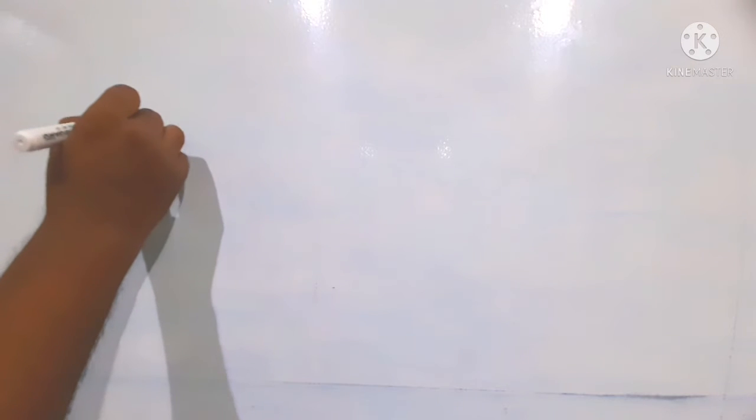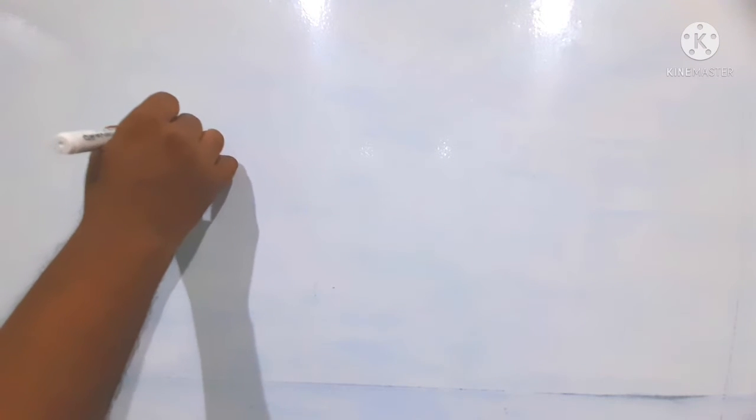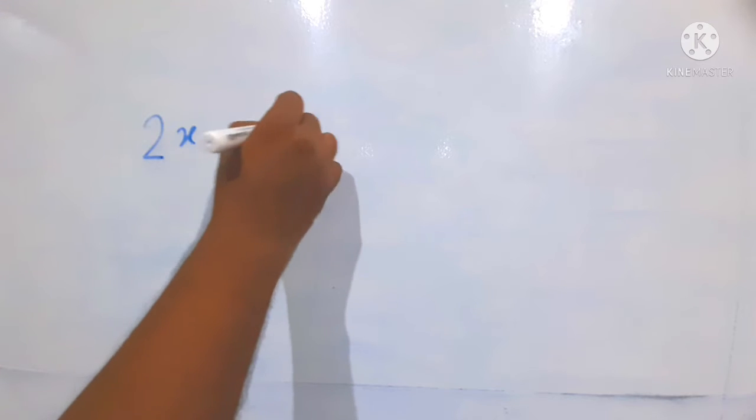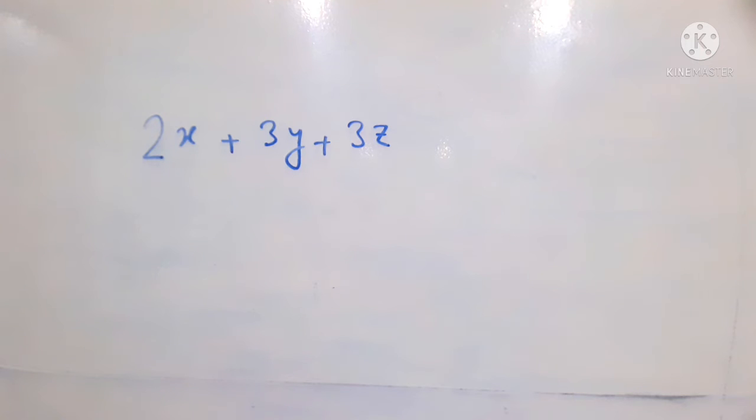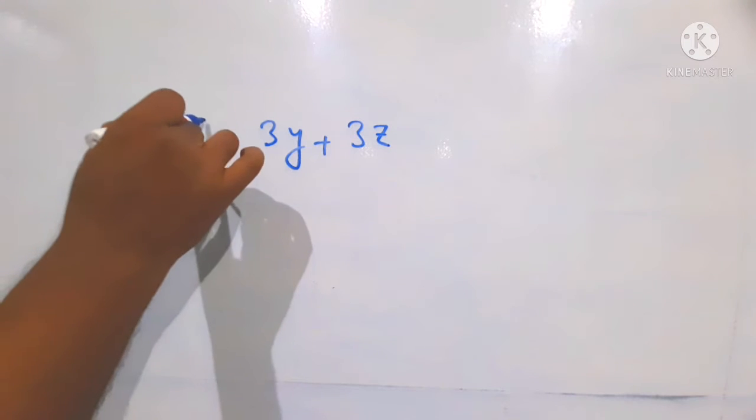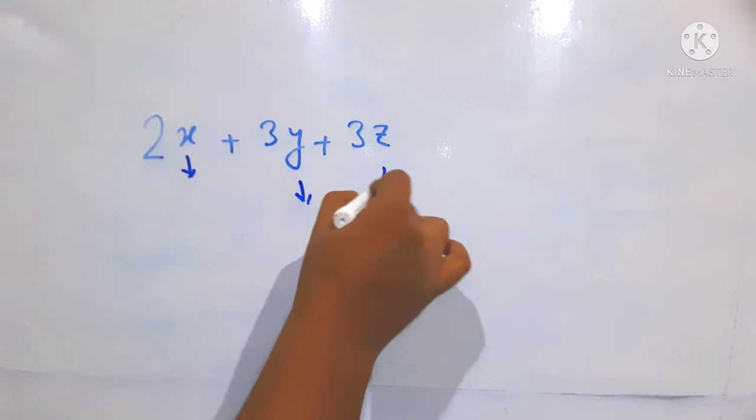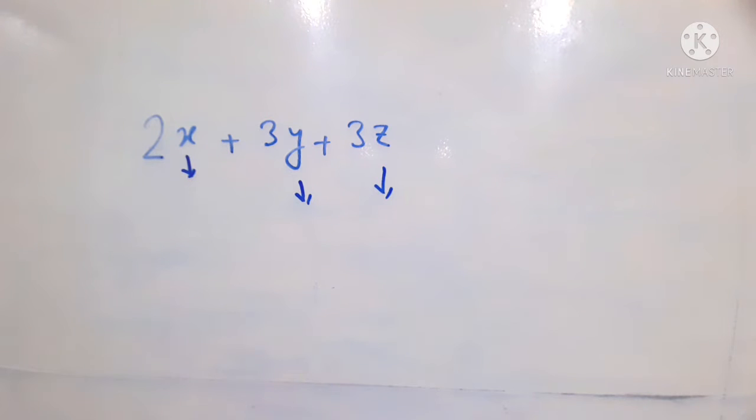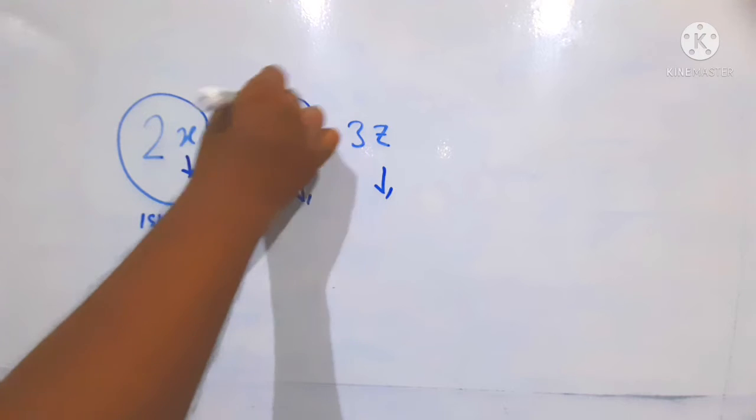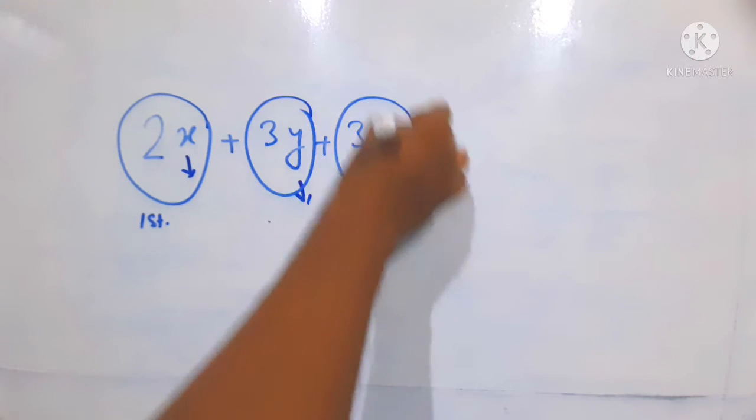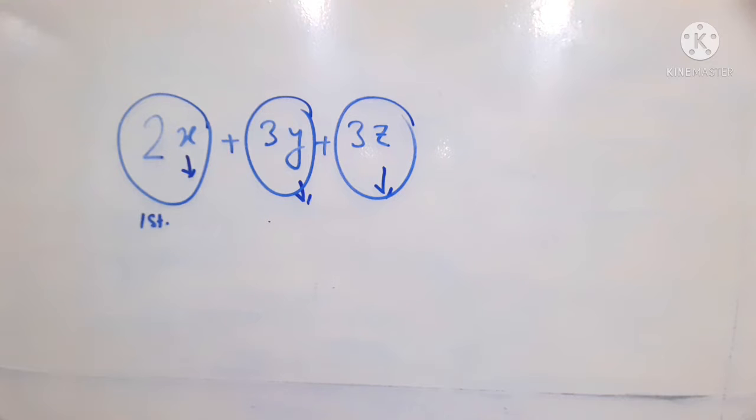Say I am writing an expression 2x plus 3y plus 3z. Anything can be written. So this is x, this is y, this is z. These are all algebraic expressions, and x, y, z are variables. So this is called a term, the first term. This is a term, this is also a term. Clear?